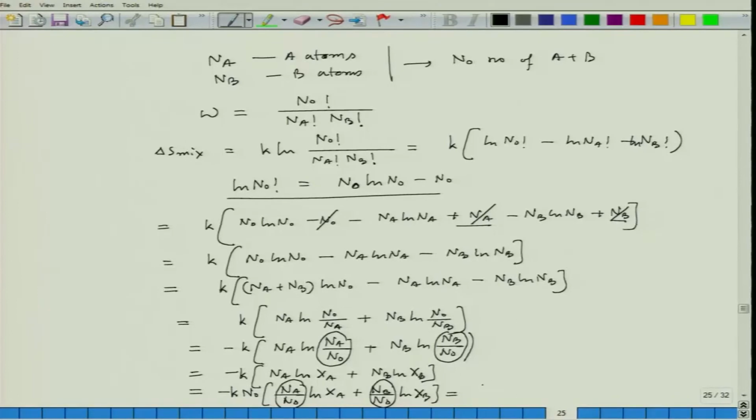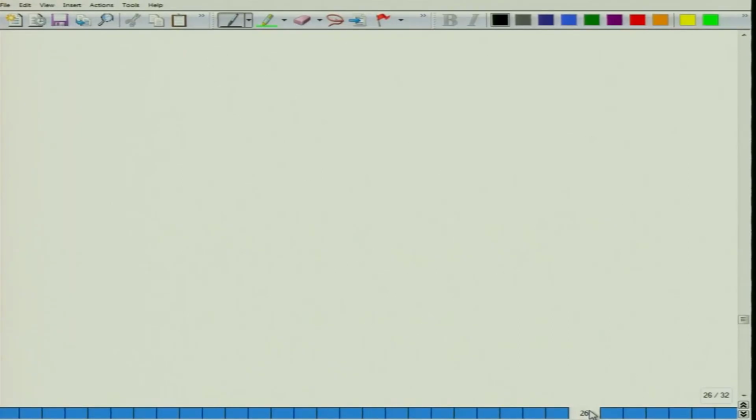So, I can write, and what happens to this quantity? This is Boltzmann constant into Avogadro number, which leads to universal gas constant, and then it becomes x a ln x a plus x b ln x b. So, finally, we can write del S mix equal to minus R x a ln x a plus x b ln x b. Now, I can go back to this original equation.